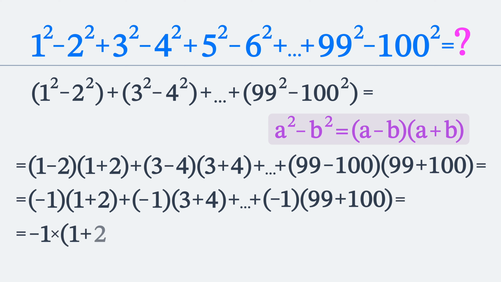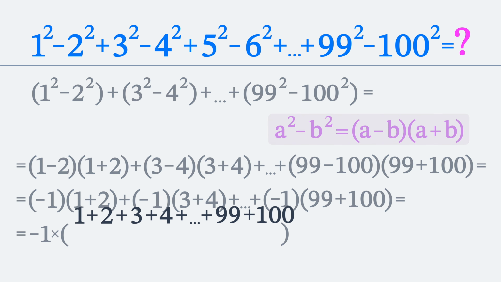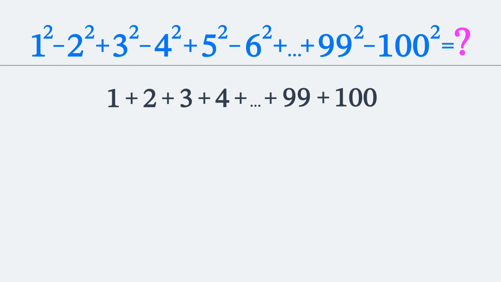Then inside the brackets, we have the sum of natural numbers from 1 to 100. The math problem of finding the sum of all natural numbers from 1 to n is well known and easy to solve. Let's apply one of the possible solutions, of which there are several.